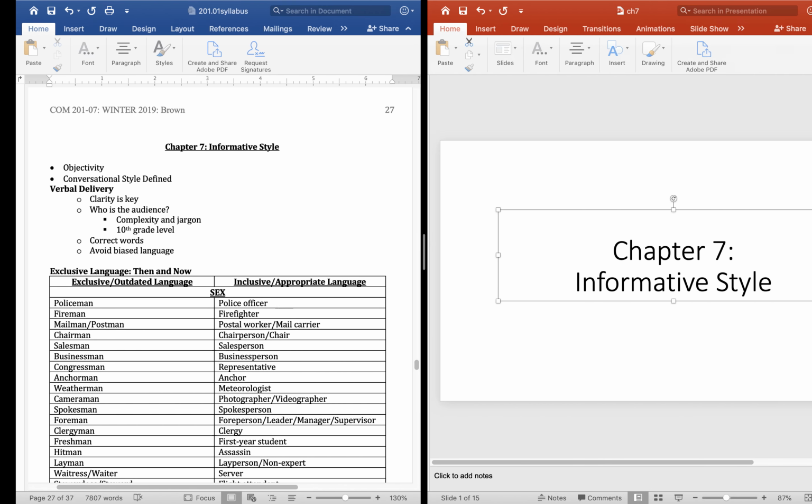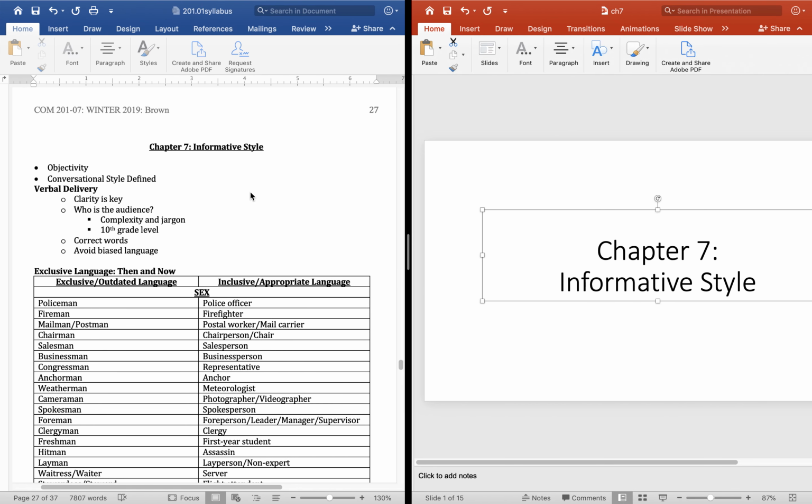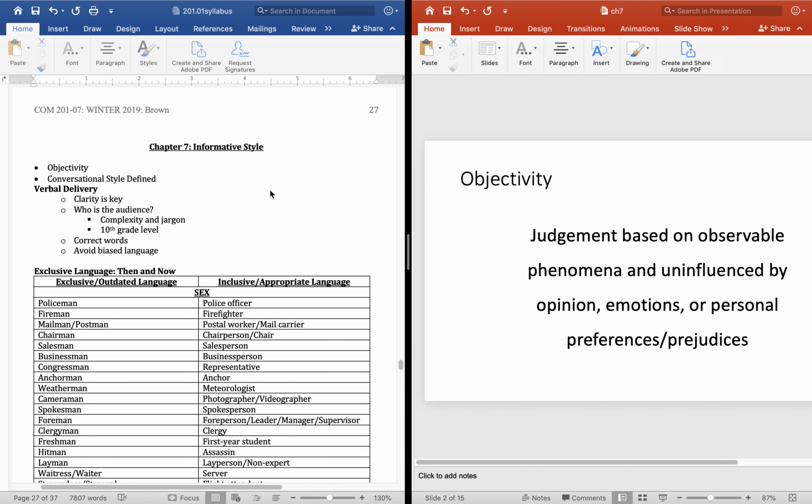So let's jump in. If you have your packet, this is over on page 27. As you see, we've got a PowerPoint that goes along with this one. And so let's just start here at the top. This word objectivity. If you think about what that means, it's, as you can see on the screen, judgment based on observable phenomena and uninfluenced by opinion, emotion, or personal preferences or prejudices. Now, that's a long sort of way around to say that objectivity tries to block out any judgments that you personally might feel. It's the opposite of subjectivity, of course.